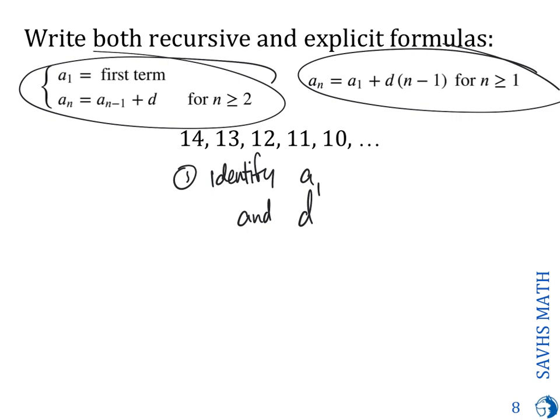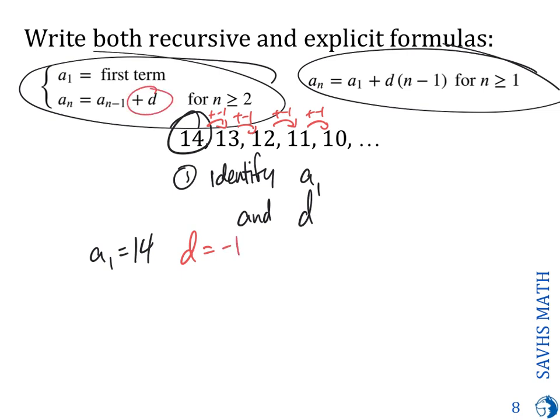And now let's do it together. So A1 is my first term, and my first term is 14. D is the common difference, and it's the thing you add each step. And so we're adding -1 each step. And so D is -1.